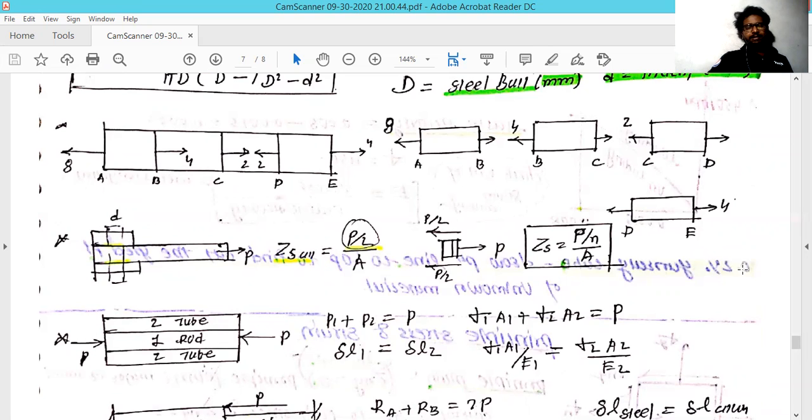So in this example, I'll move from A to E. At the cross section at point A, the force is a tensile force, acting in a tensile manner at 8 kilonewton. I have taken the force values in kilonewton, so it is 8 kilonewton.